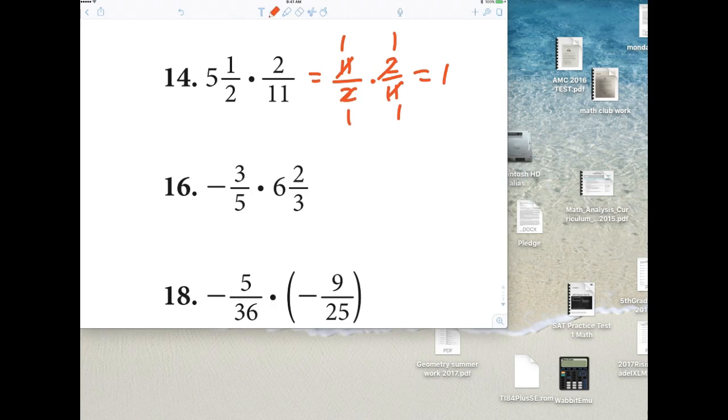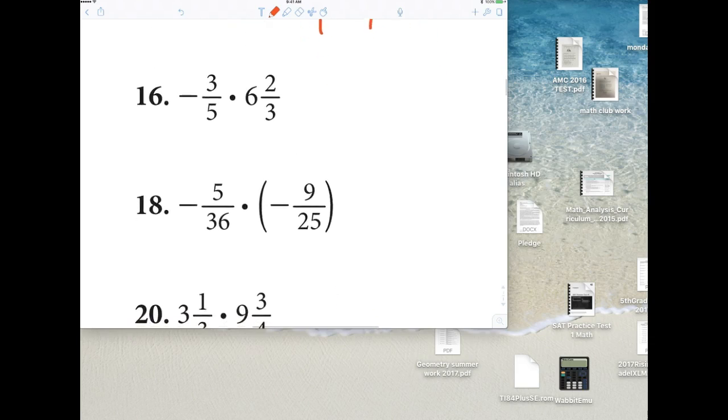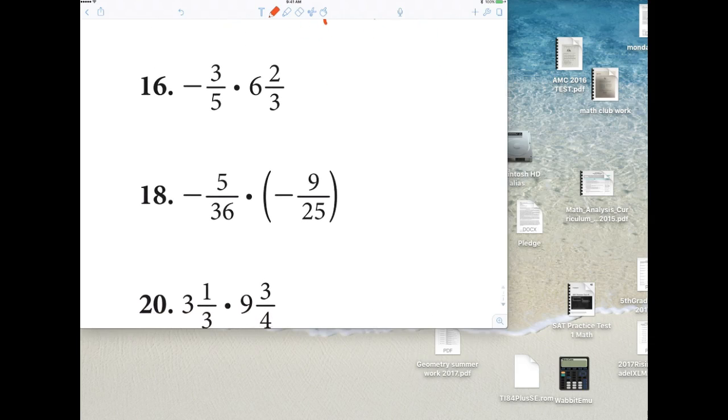So, with that little bit of information, Mr. Slack, tell me about number 16. What should I do? Well, first you have to turn the mixed number into an improper fraction, which is 20 over 3. Now you can cross cancel 5 and 20. The 5 becomes 1, and the 20 becomes 4. Then you can also cross cancel 3 and 3 into 1 and 1.